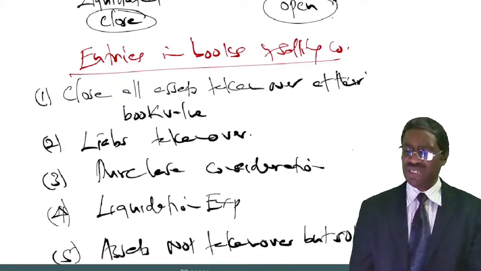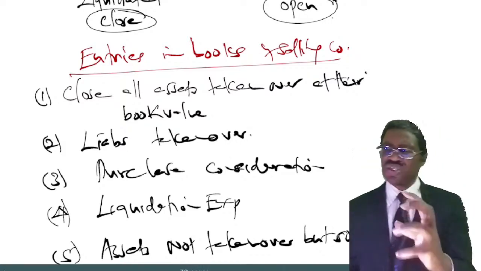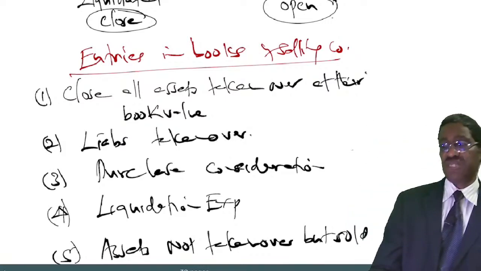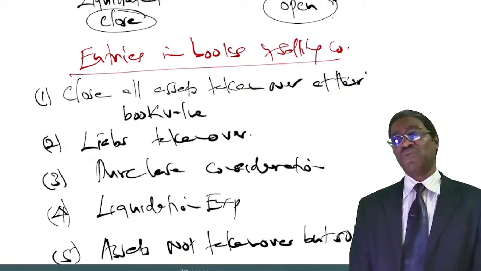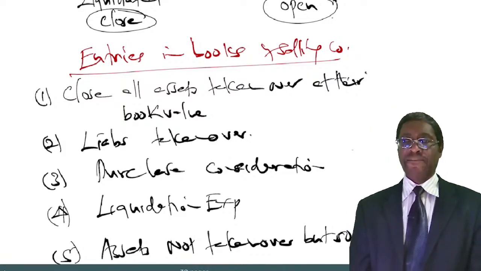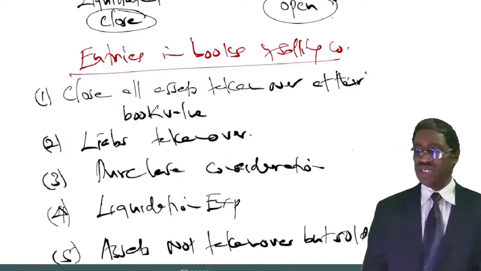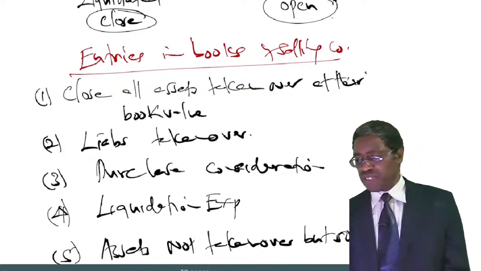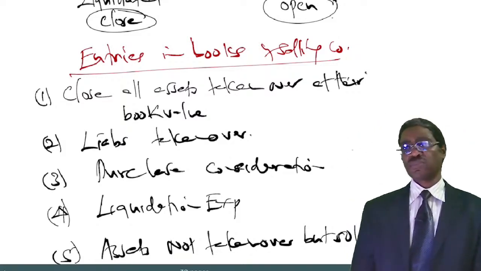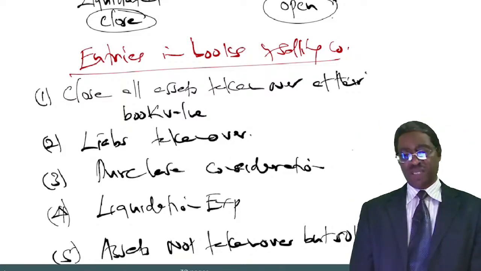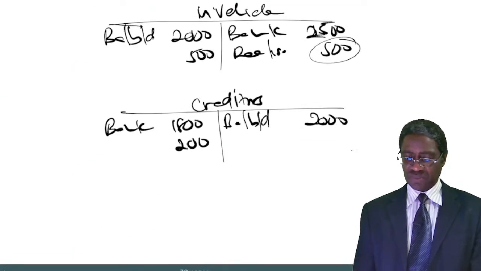So have another subheading: entries in the books of the selling company. Let's put down those entries. Let's record them.